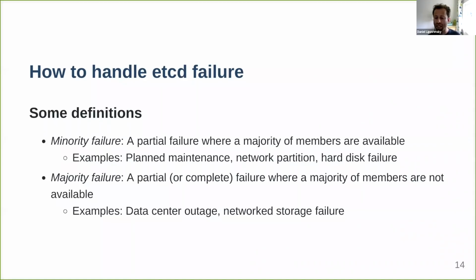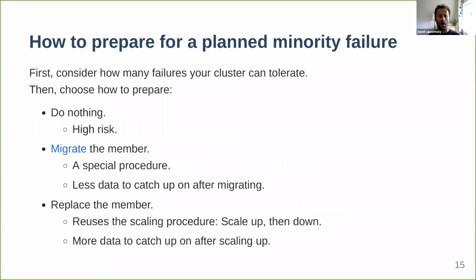So we've seen cases where we have multiple members, but they are all backed by the same network storage, and at some point, for different reasons, right? You could have corruption, or you could have disk failure, and one or more members can be affected by that, and sometimes all of them. So I want to briefly talk about how to prepare for a planned minority failure. So a planned minority failure, right, is like planned maintenance.